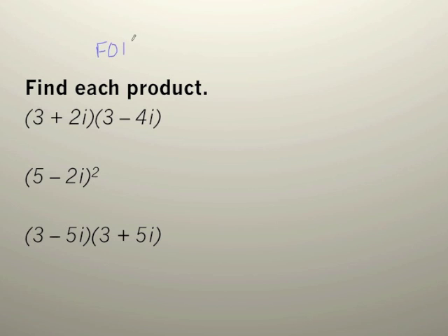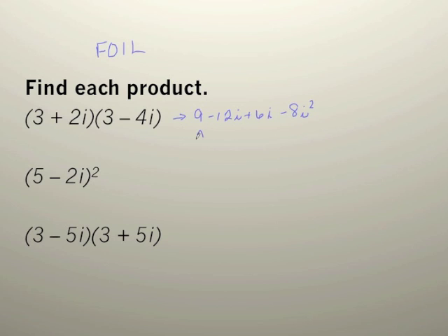When we find the product of complex numbers, we must remember FOIL. Remember, that means the first terms, the outside terms, the inside terms, and the last terms, just as if we had two binomials to multiply together. So first terms, 3 times 3 is 9. Outside terms, 3 times negative 4i will be negative 12i. Inside terms, 2i times 3 would be plus 6i. And last terms, 2i times negative 4i will be negative 8i squared.